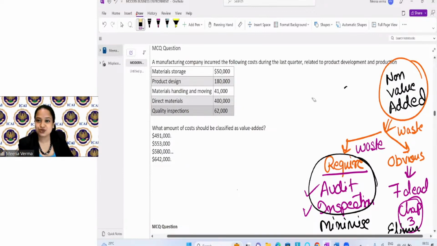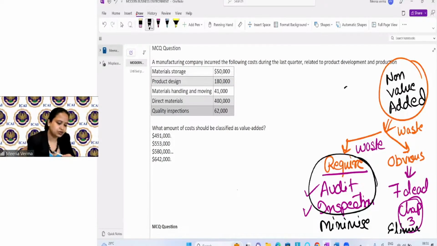Okay, so let's try to solve this question. Here we have to find out the activities without which you cannot do the work, which is actually creating value for the customer, which is not a waste activity, right? We have to identify such activity. So first is material storage activity, right? So the first activity is actually a non-value-added activity. It is a waste. We do not allow storage in the company. This is a non-value-added activity.